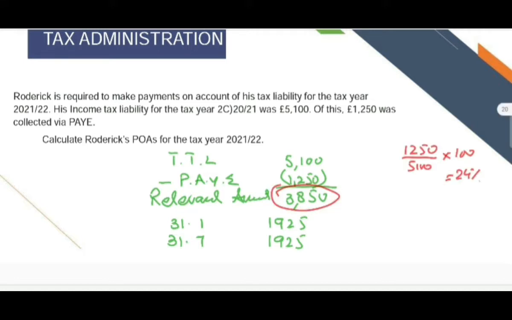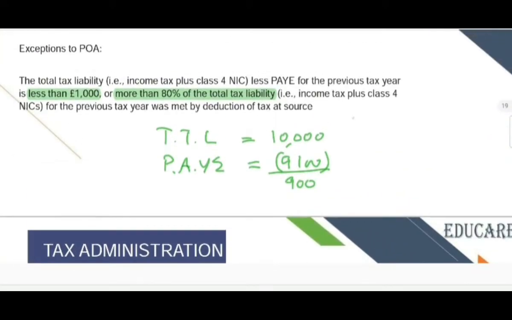Remember the two points we considered earlier, that in two cases there is no need for payments on account. First, if the total tax liability less Pay As You Earn, the difference of these two amounts, is less than 1000, there is no requirement of payments on account. Second, if the amount paid as tax under Pay As You Earn is 80% or more of the total tax liability, then also there is no need to pay payments on account.